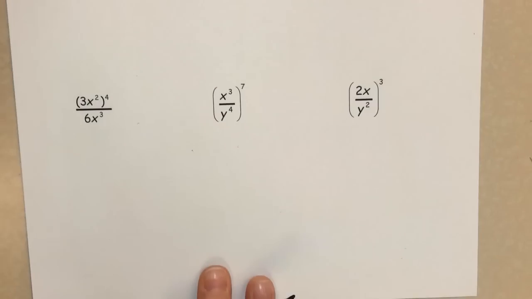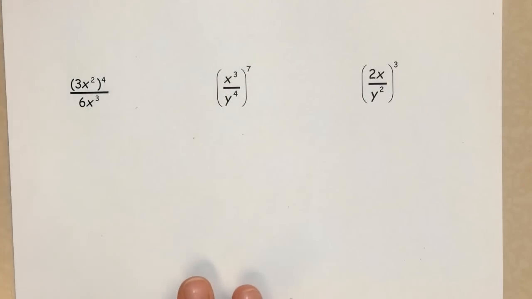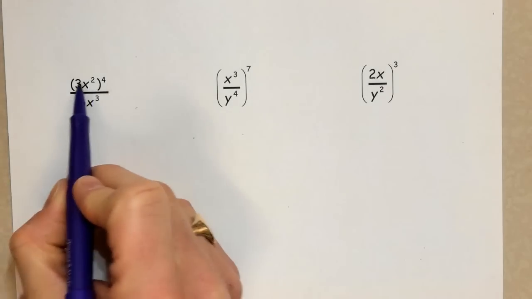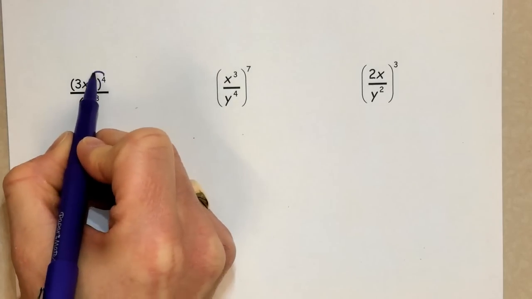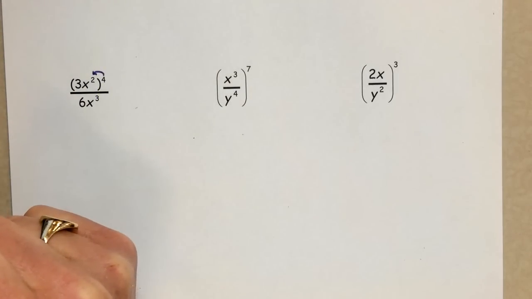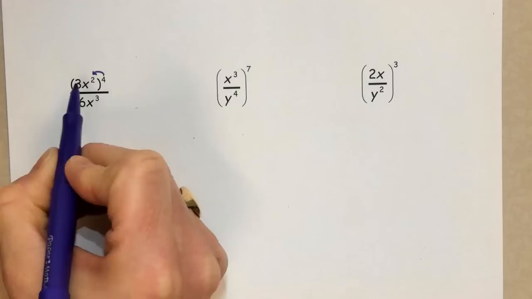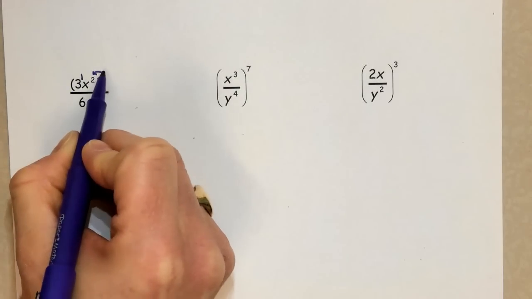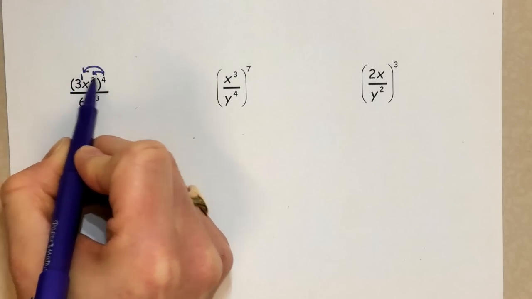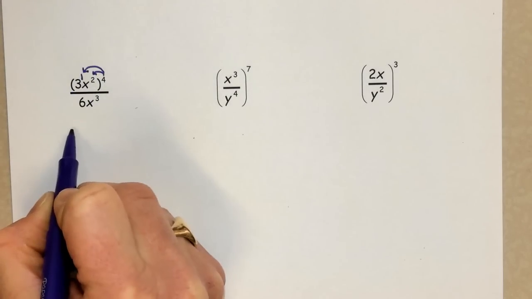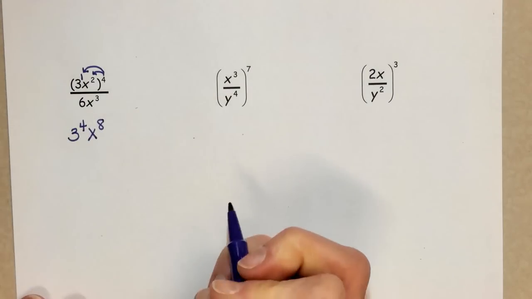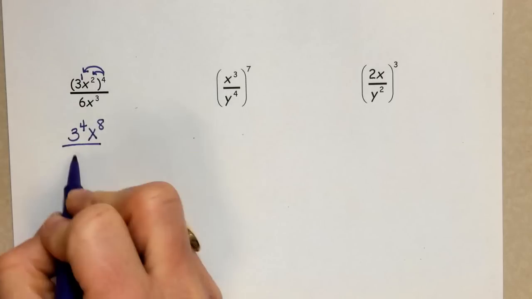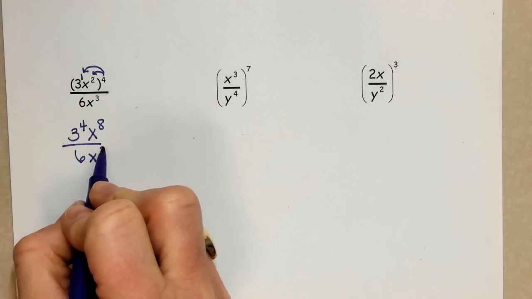Alright, bottom row, as hard as they're going to get in this first video. Combining a few rules. This one here, there's an exponent outside of the parentheses. This is when I know I'm supposed to multiply my exponents together. Do not forget that this 3 has an exponent of 1 on it. So 4 times 1 is going to become a 4th power. 3 to the 4th power, x to the 8th power. For now, we're just copying over the 6x cubed.